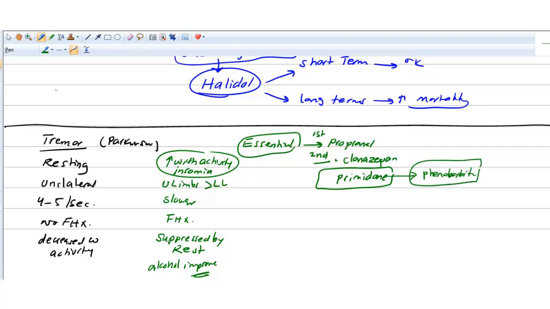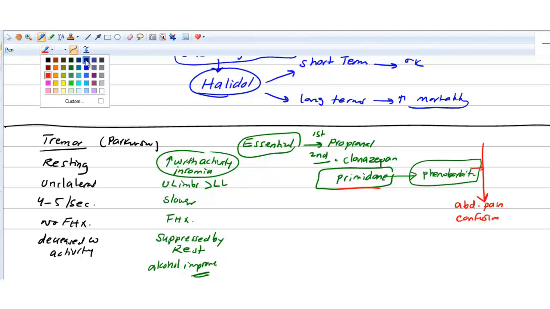Now the question is, let's say you give this patient chronic Primidone, and then the patient comes with acute abdominal pain, colicky in nature, very severe, and maybe with confusion. You're right, exactly. This is porphyria. And this is very high yield, guys. I mean, this is a trick.